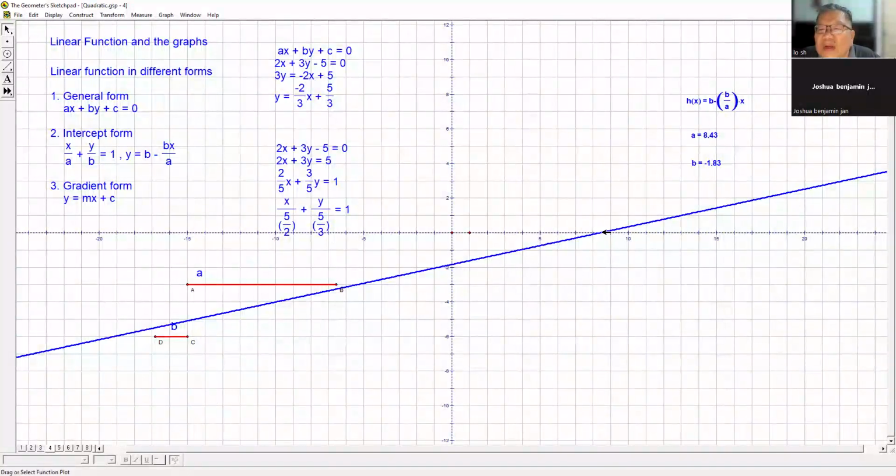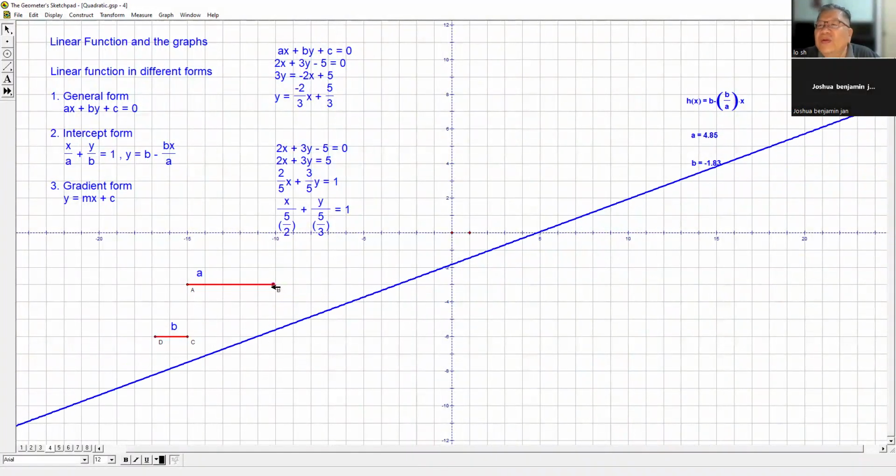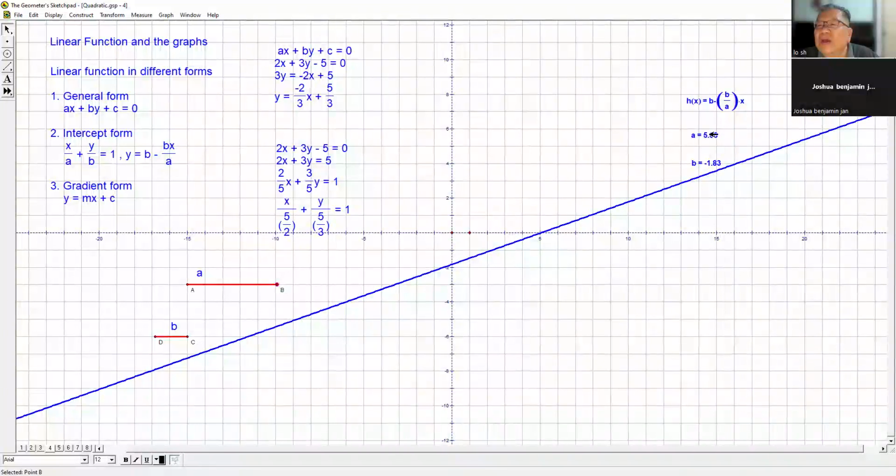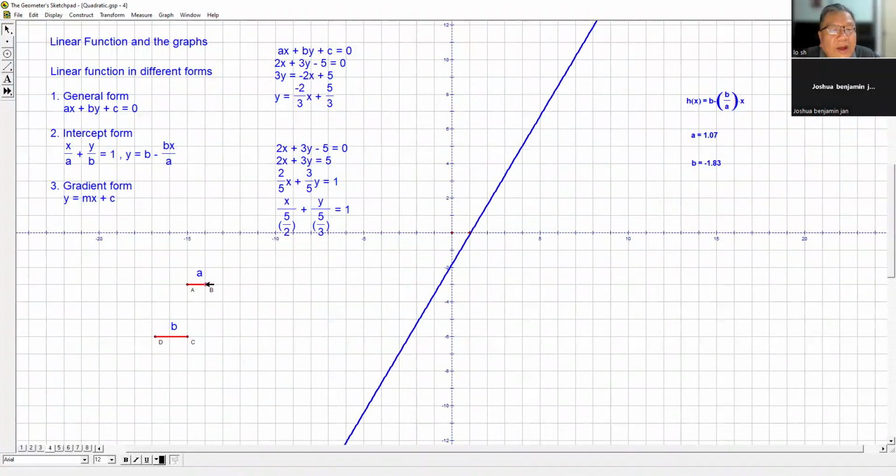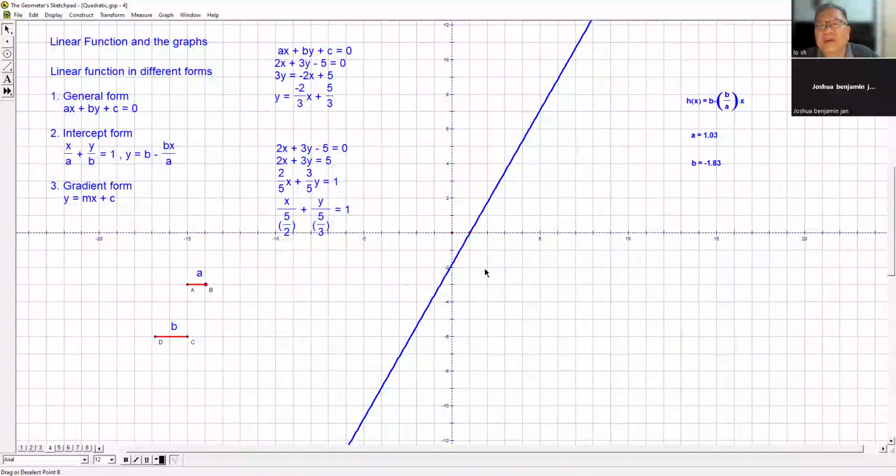Now, can you tell me what is this intercept here? This is the x-axis. This is the intercept. It's 8.43. Now, if I decrease the value of A until, let's say, 5, can you see that the intercept becomes 5? When I decrease the value until, let's say, 1, can you see that the x-intercept becomes 1?